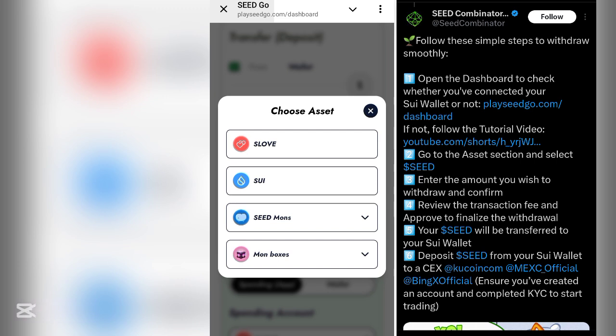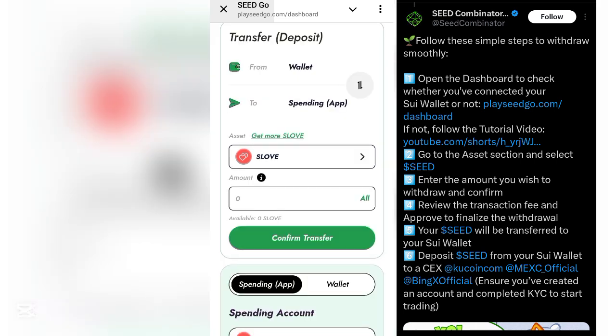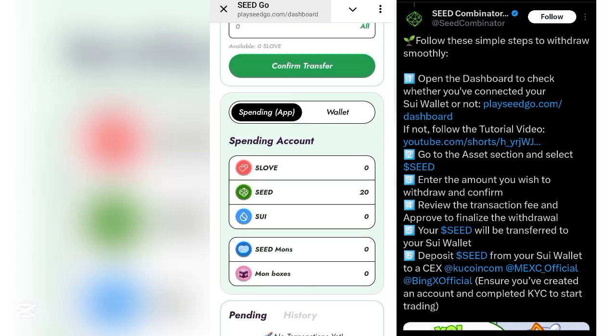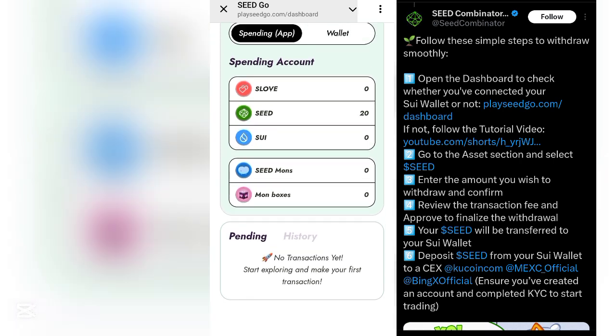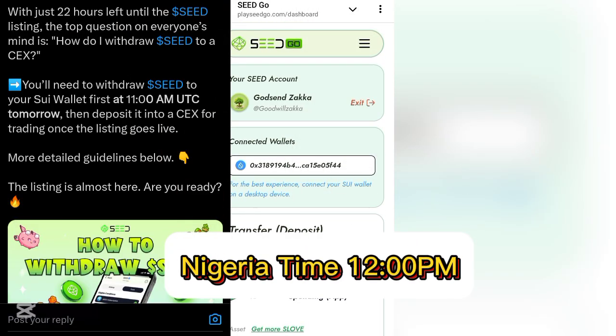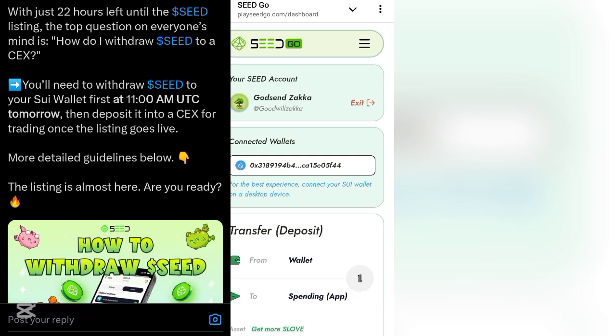But you can see that SUI has not appeared here because the withdrawal option is not available. The withdrawal option is going to open at 11 UTC. You can change that to your local time, but in Nigerian time, that's 12 o'clock PM. And here you can see that you will need to withdraw SUI to your SUI wallet first.